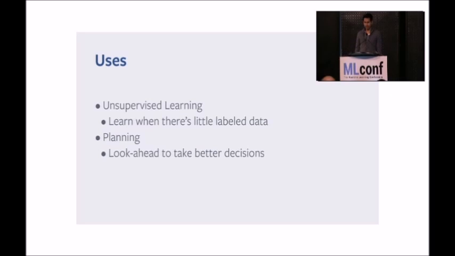So to conclude, GANs really help with unsupervised learning, and they help with planning. They seem to be really powerful models, and we are doing active research to use them.